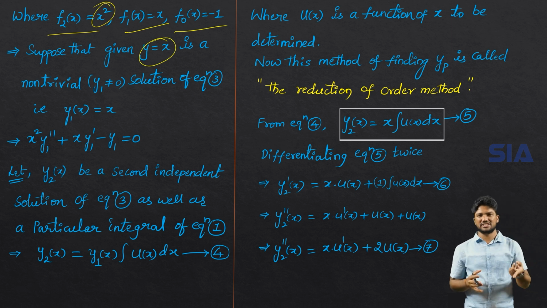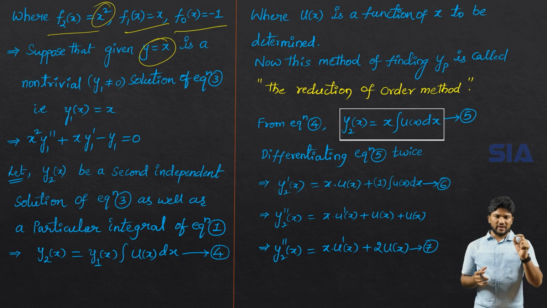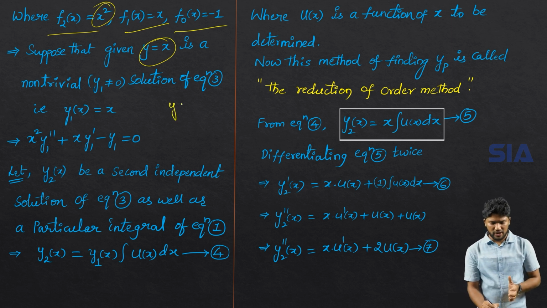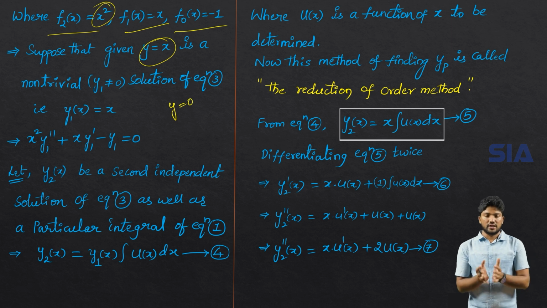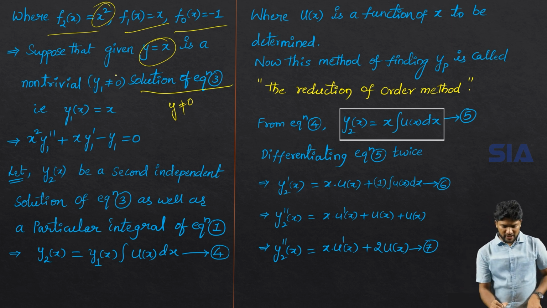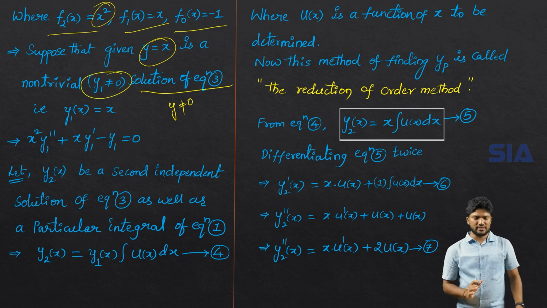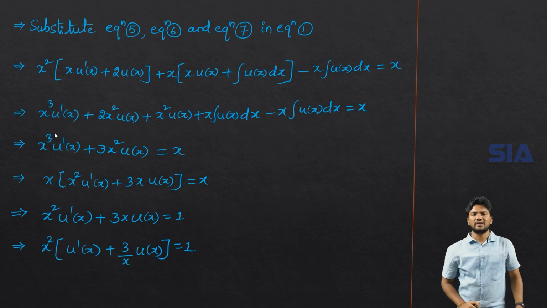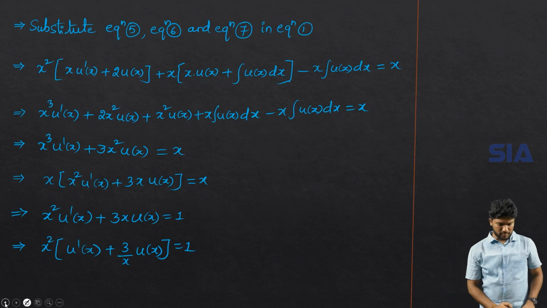For any homogeneous differential equation, whenever they mention particularly that y is equal to x is a solution, that is a non-trivial solution. Non-trivial solution means not equal to 0. Trivial solution is nothing but, sometimes, y is equal to 0. Non-trivial means it is always not equal to 0, a solution of equation number 3. In the method of order reduction, the given solution, whatever they mention in the problem, you have to take that solution as y suffix 1. So y1 of x is equal to small x.